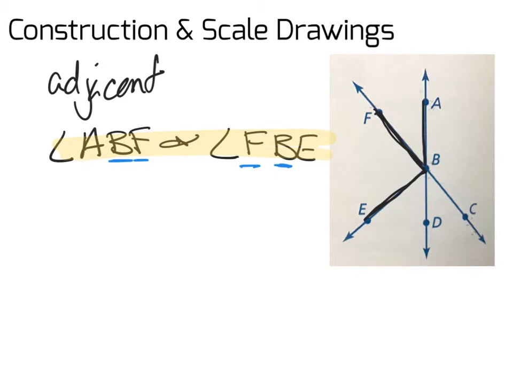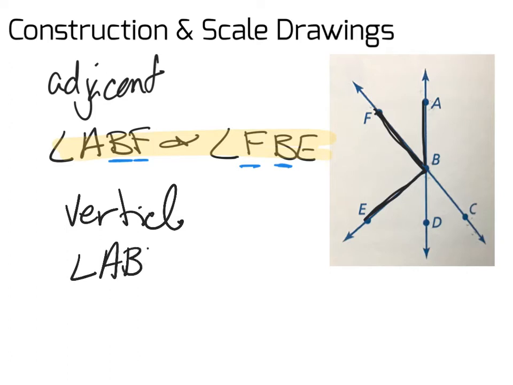Now let's see if I can find a set of vertical angles using this image. I'm going to do this angle again, ABF, and I'm going to see that its vertical angle is this one right here. Angle ABF and angle CBD are vertical angles.